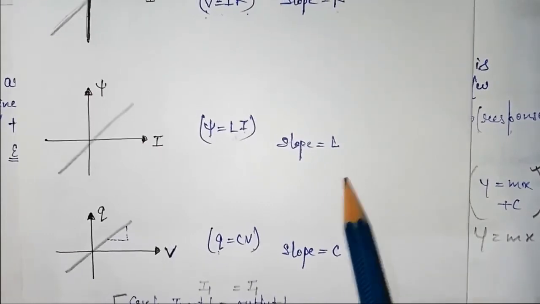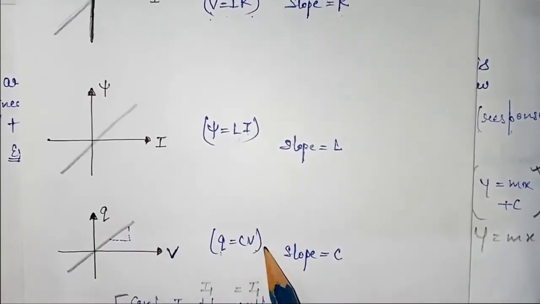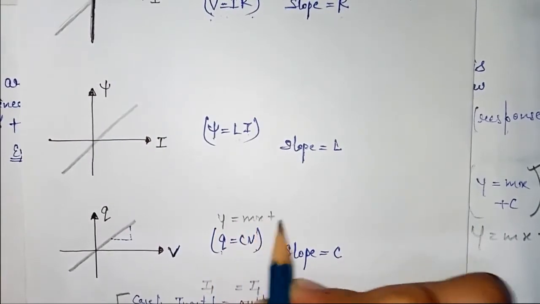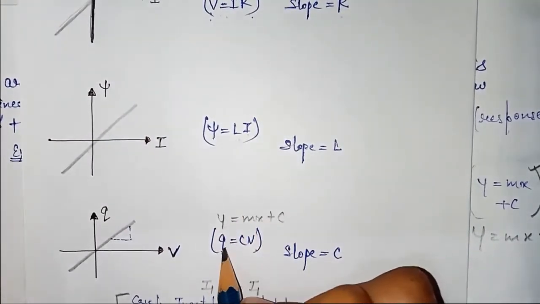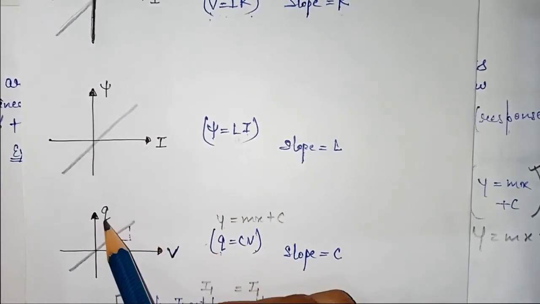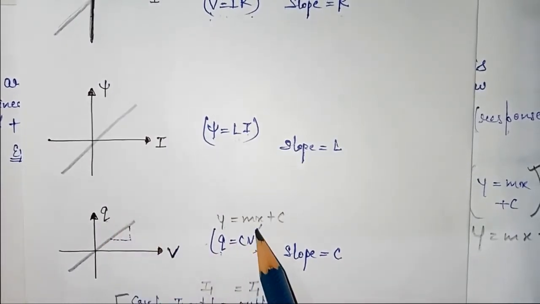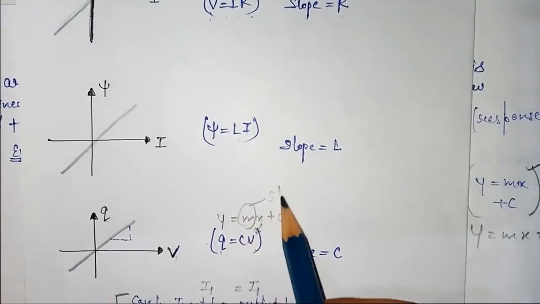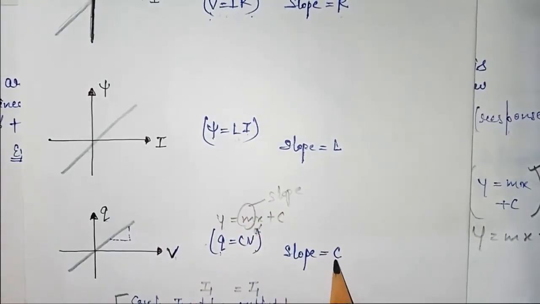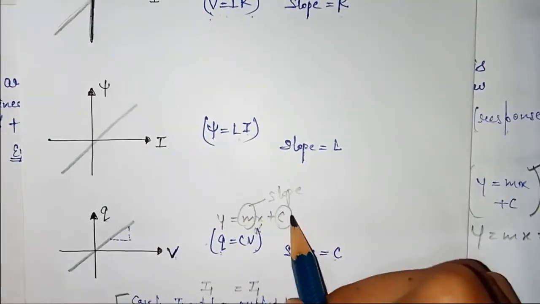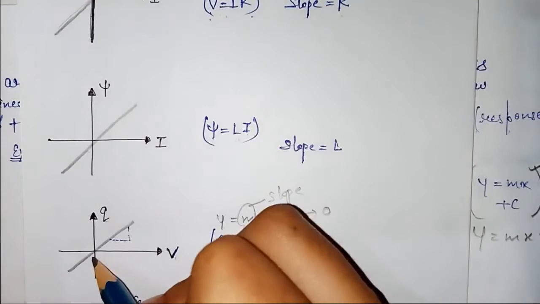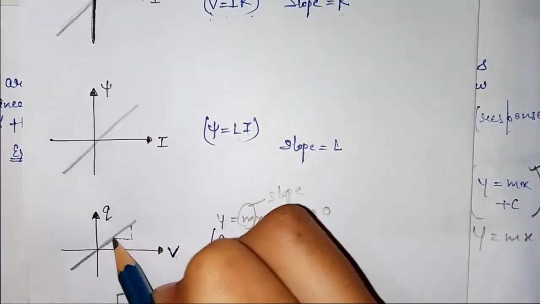In case of a capacitor, Q is equal to CV. Y is equal to mx plus c. On the y-axis we take Q, on the x-axis we take V, and m is for slope, and slope is given by C, and c is for intercept. Here intercept is equal to 0. That's why we pass our line through the origin.